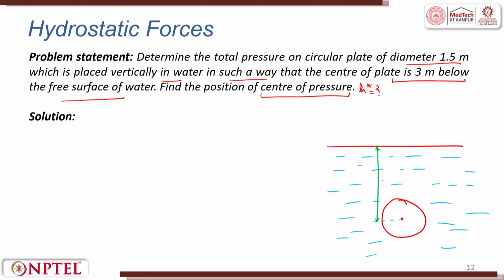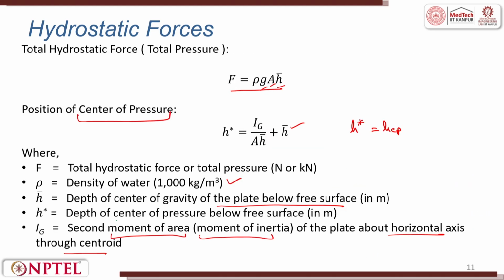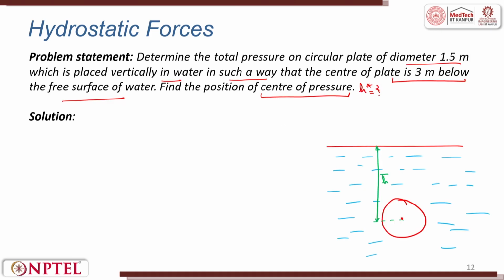What is this height? This is h bar, that is mentioned here. H bar is depth of center of pressure below the surface in meter. Now here we need to find the h star, position of the center of pressure. In this plate, the center of pressure might not be exactly the center of the plate. Center of the pressure could be another point.